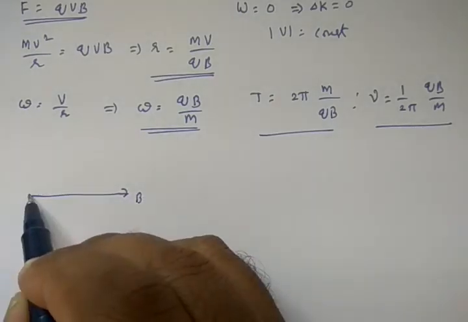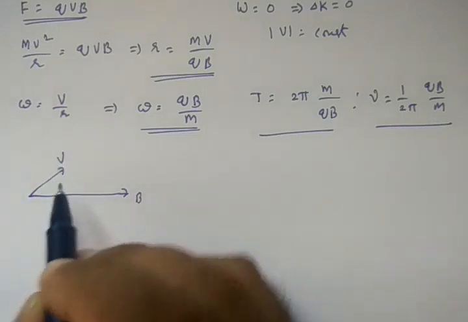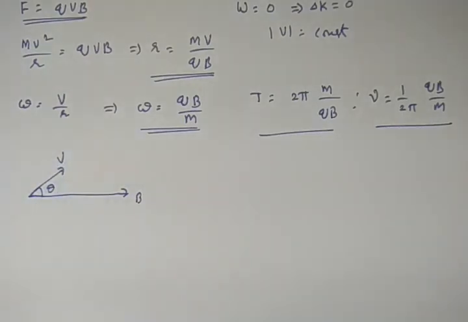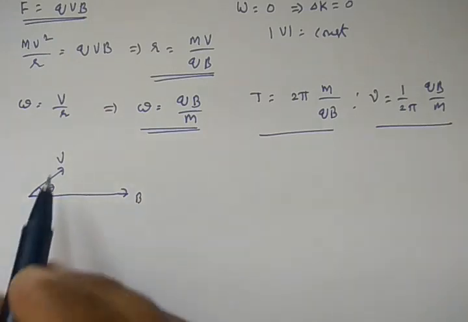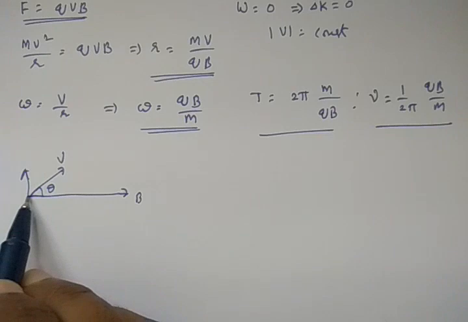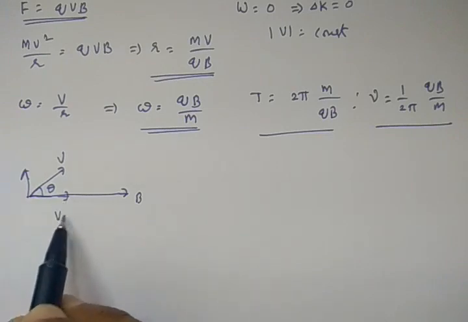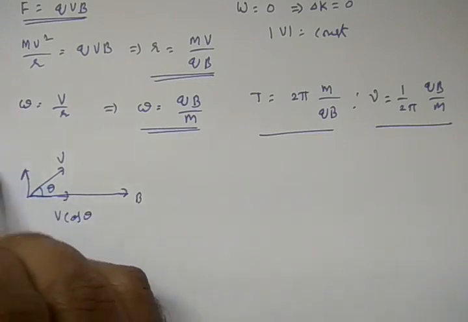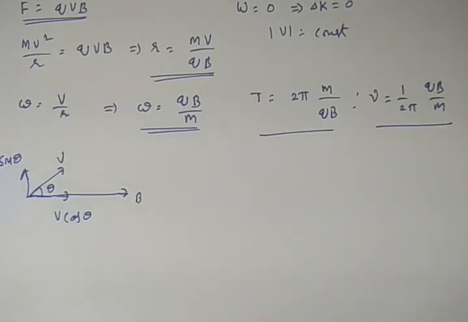Now we are projecting a charged particle, let us say with velocity v at an angle theta with B. Now you can resolve this velocity into two parts. One part will go in this way and one part will go here. This part will be v cosine theta and that part will be v sine theta.